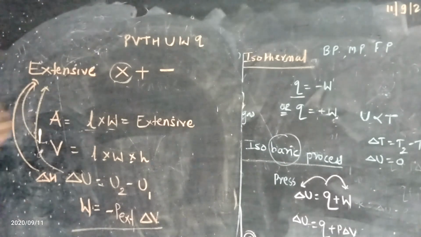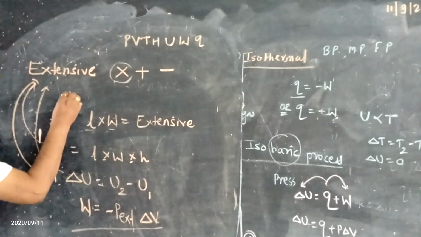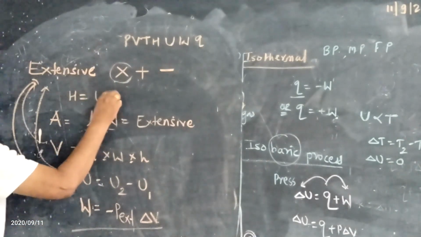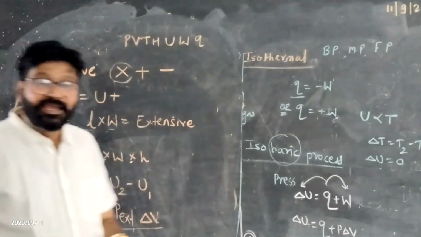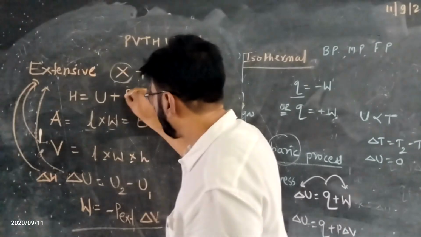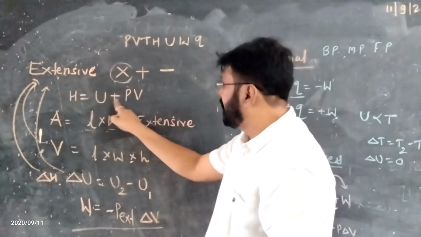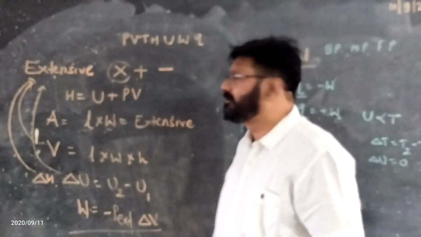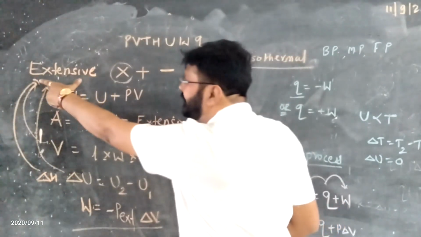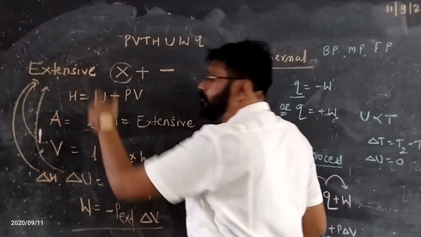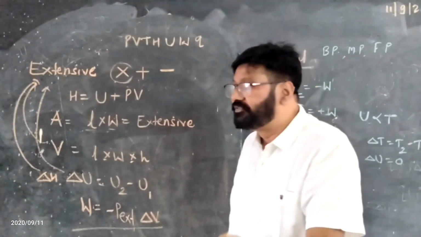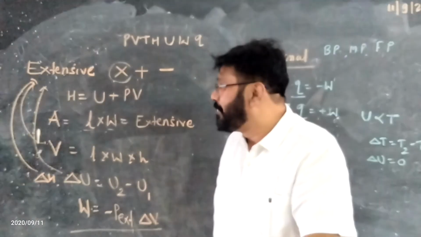For example, the enthalpy. Delta H is equal to the algebraic sum of internal energy and the product of pressure and volume, PV. Two signs are used to calculate the enthalpy: addition and multiplication. Therefore, it is called an extensive property. It depends upon the mass of the system or mass of matter.